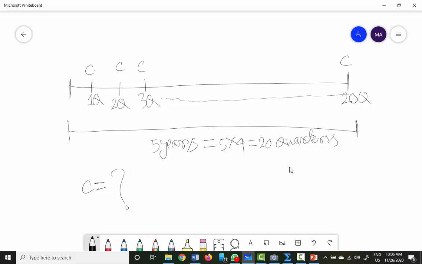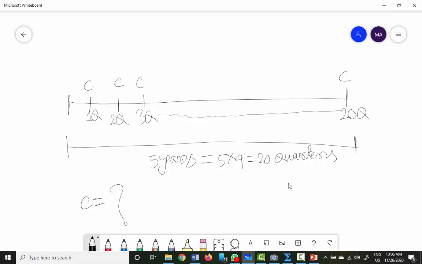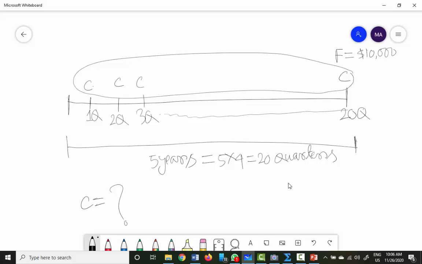To accumulate what? To accumulate the future value. So how much will we need? The future value of all these cash flows is given. After 5 years we need $10,000 from the account. So the future value of all these cash flows should be $10,000.